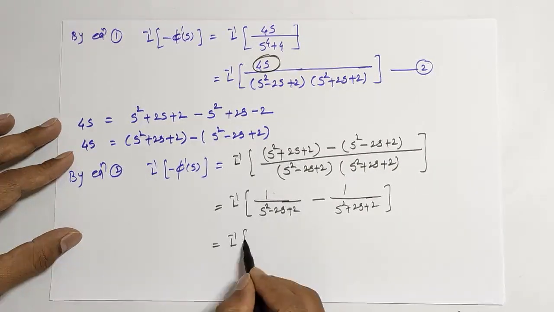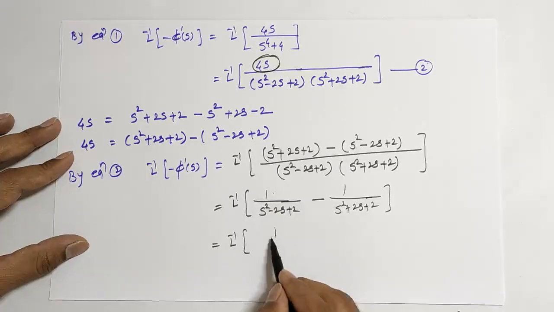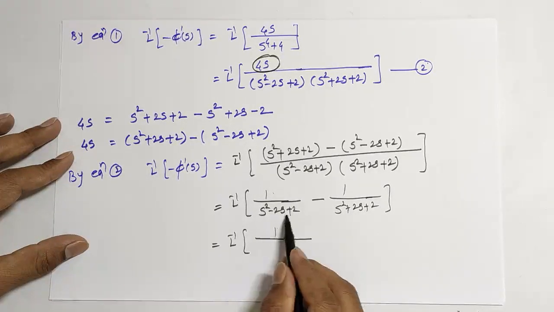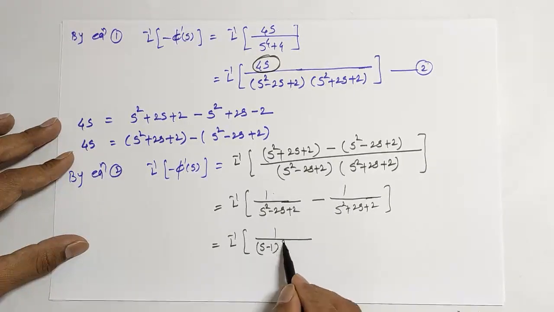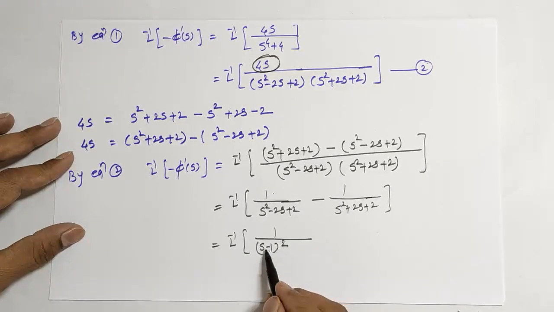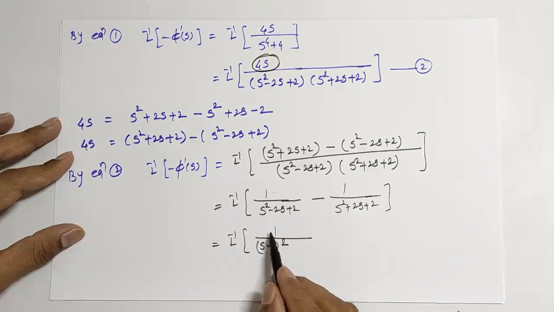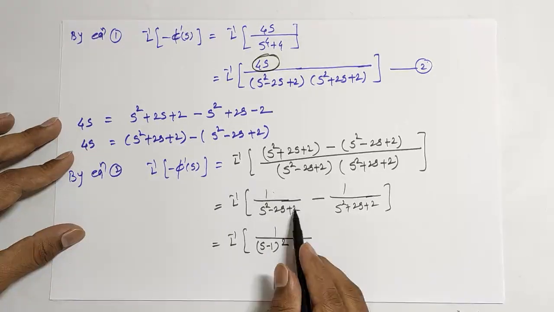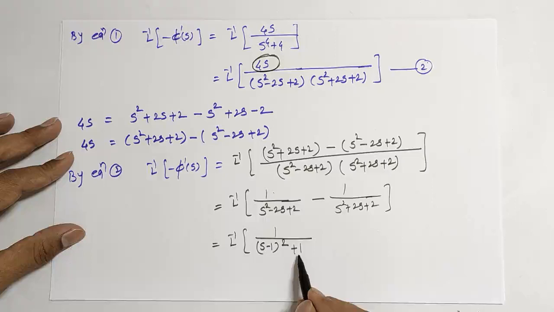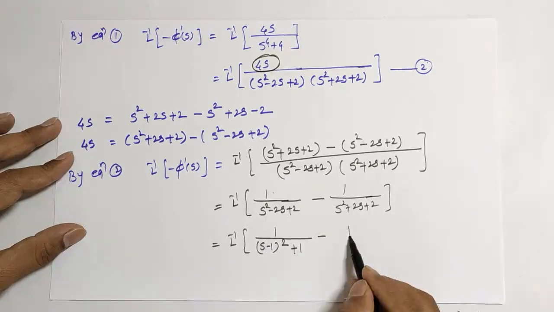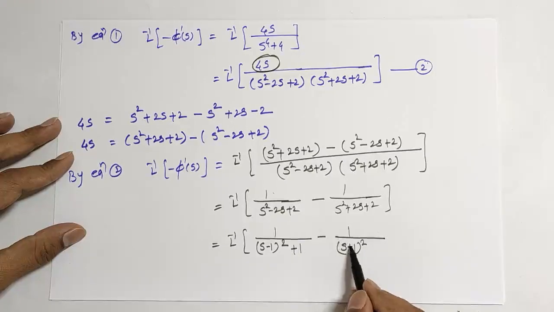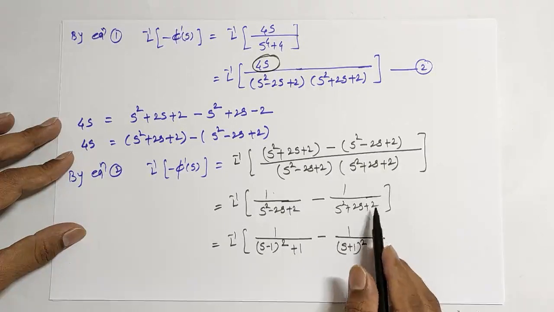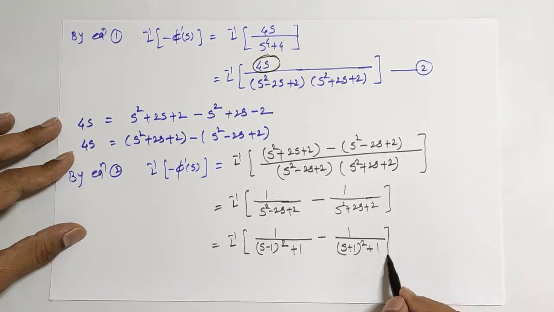Now we have to use the previous method, completing the square. So here we can write this denominator as (s minus 1) whole square. So simplify: s square minus 2s plus 1, but here it is 2, so we write plus 1. Minus here, (s plus 1) whole square: s square plus 2s plus 1, but here it is 2, so plus 1.